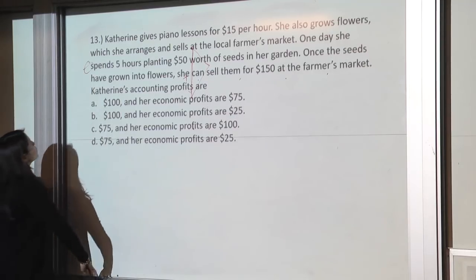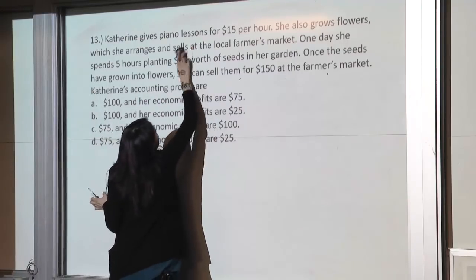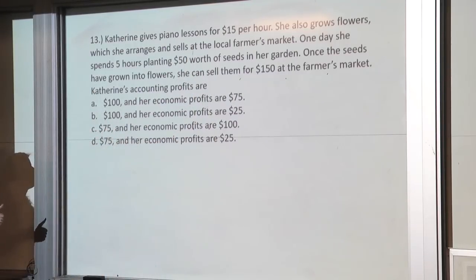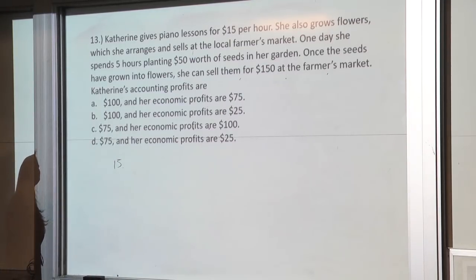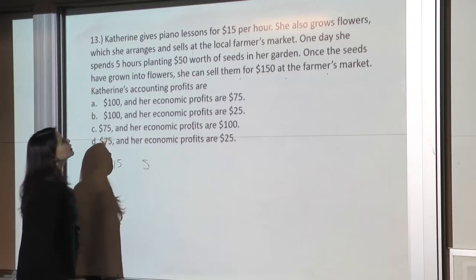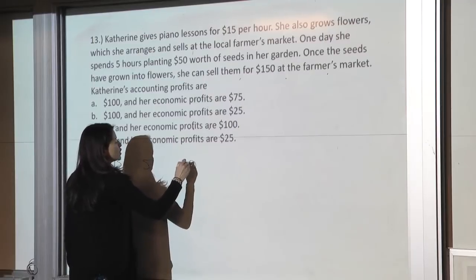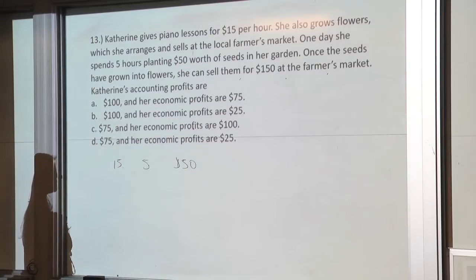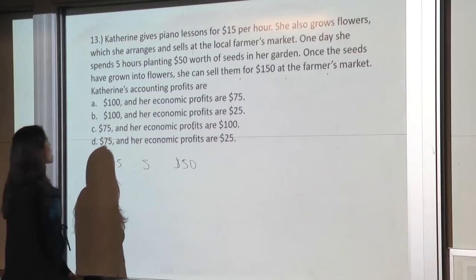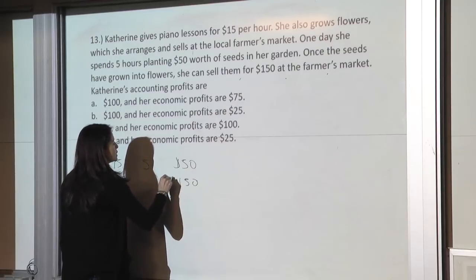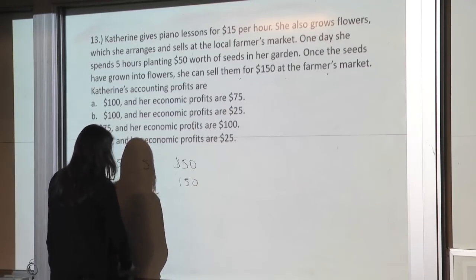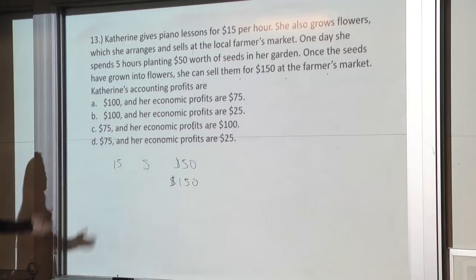Another question about accounting profits and cost. Catherine gives piano lessons for $15 an hour. She also grows flowers, which she arranges and sells at the local farmer's market. One day she spends 5 hours planting $50 worth of seeds in her garden. Once her seeds have grown into flowers, she can sell them for $150. That will be her revenue at the farmer's market.